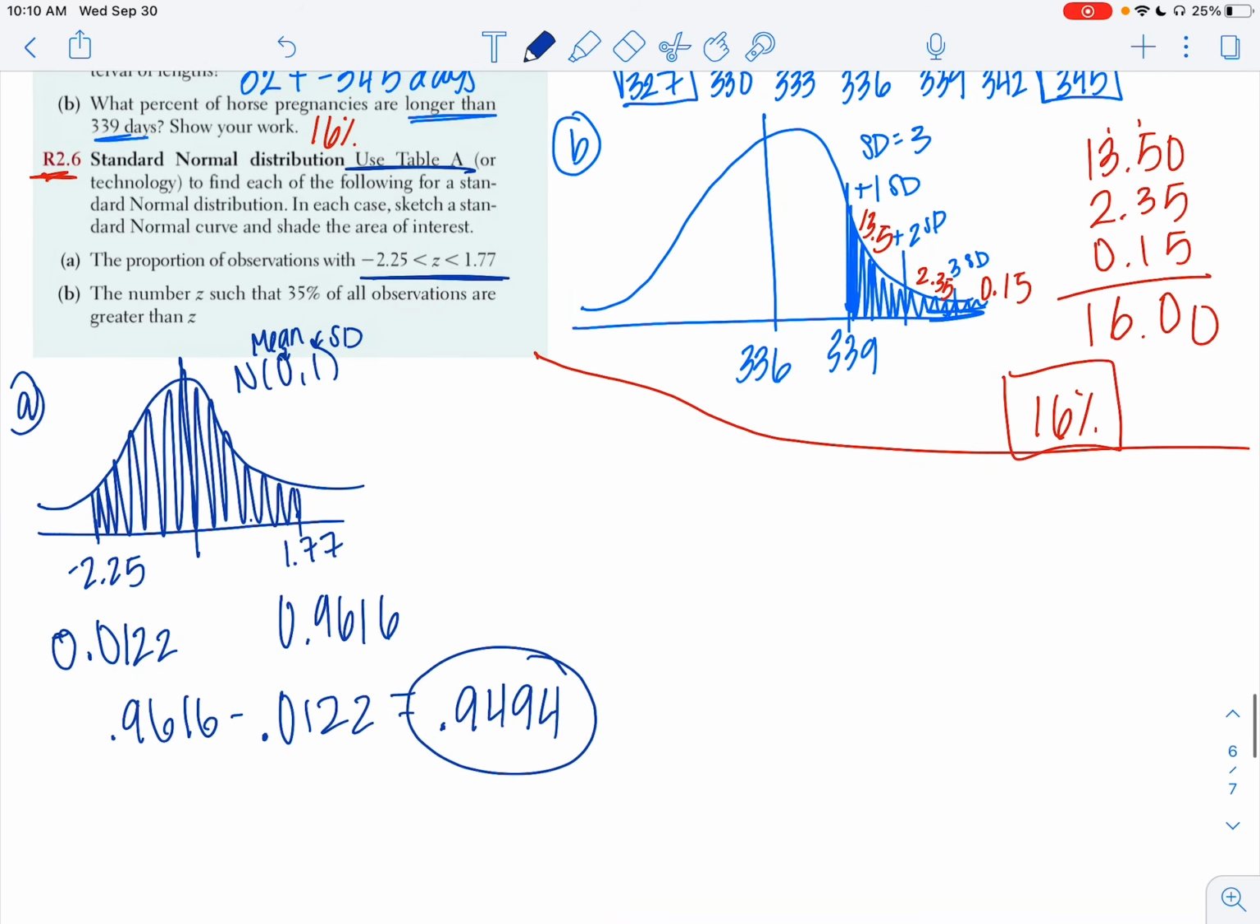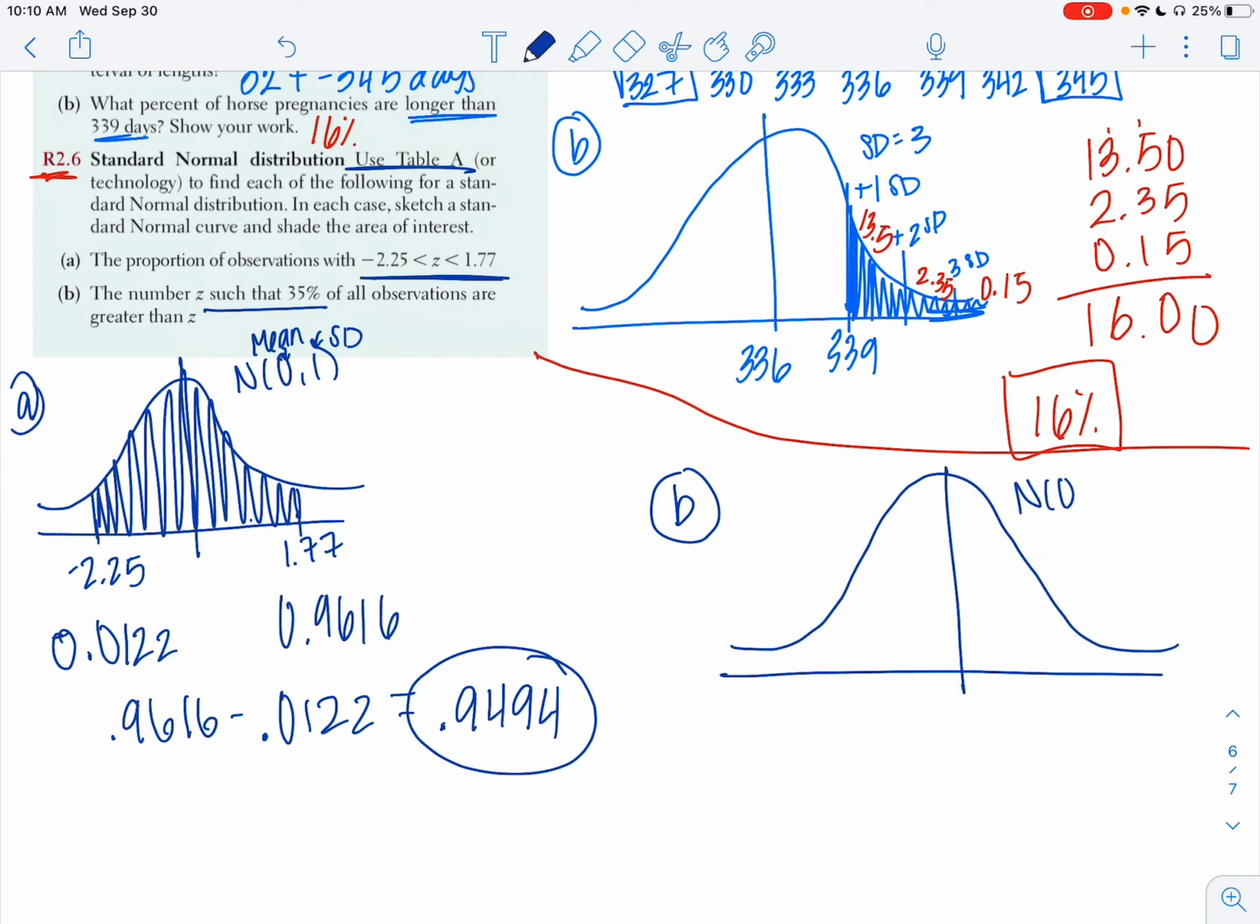All right, part B is a little different. The number Z such that 35% of all observations are greater than Z. So if we are looking in our graph, again, normal 0 and 1, we want to know what the Z value is so that 35% of observations are greater.